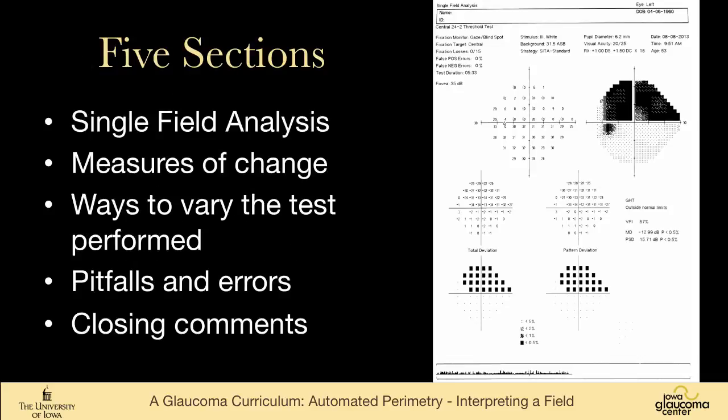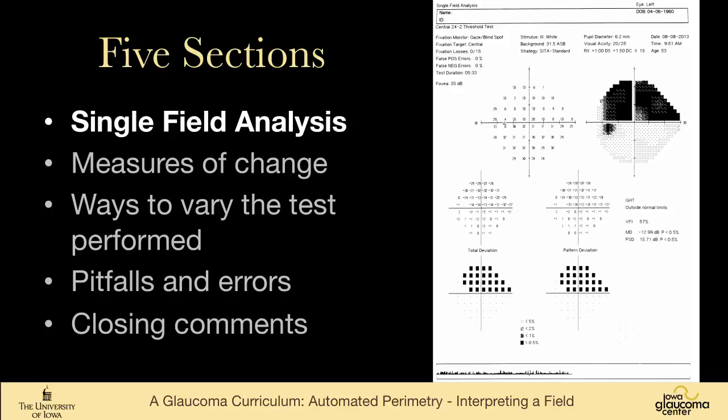So I'm going to break this into 5 sections. Looking at a single field analysis, looking at some measures of change, ways that the test can be varied to get different information, pitfalls and errors, and things that can really trip you up in looking at a visual field, and then I'll just have a few closing comments.